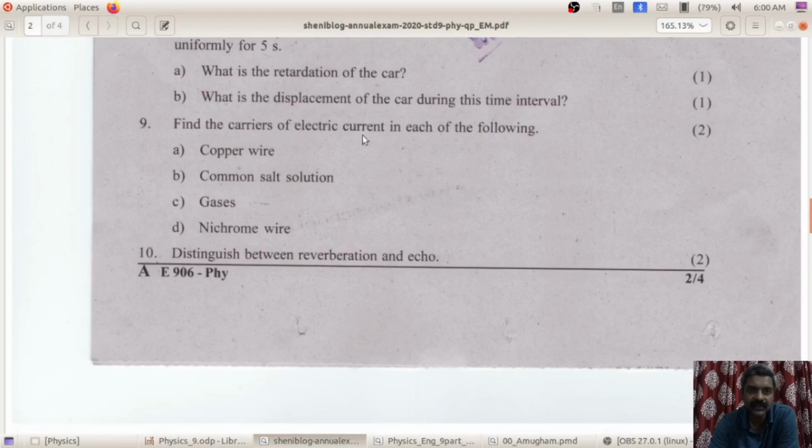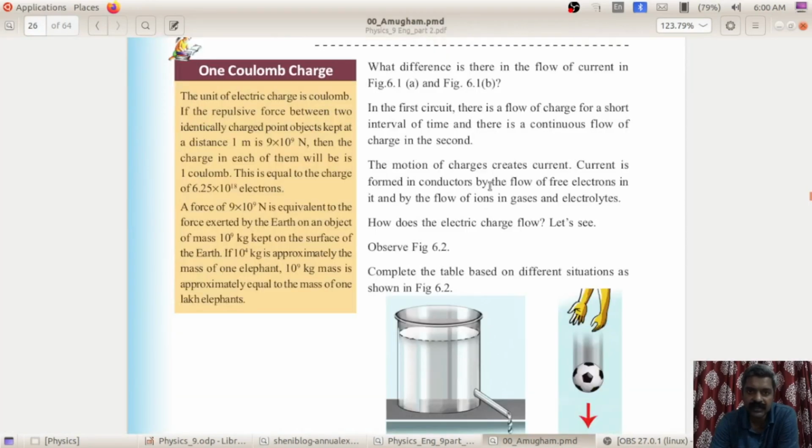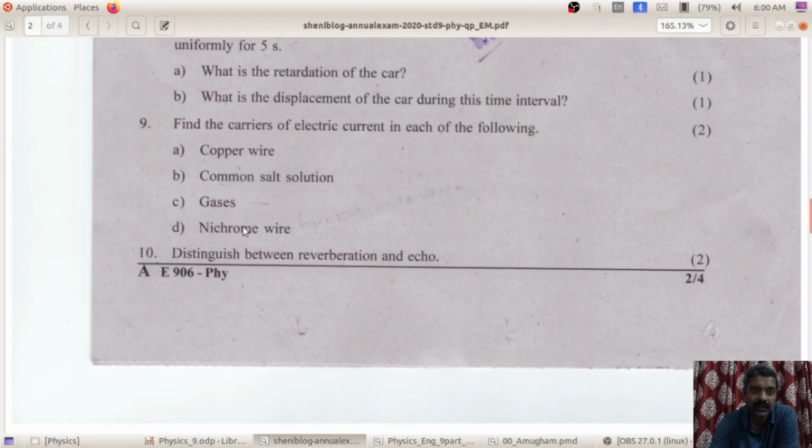Find the carriers of electric current in each of the following. Current is formed in conductors by the flow of free electrons in it, and by the flow of ions in gases and electrolytes. Copper wire and nichrome are metal conductors, so free electrons are the carriers. Common salt and gases, ions are the carriers of electric current.